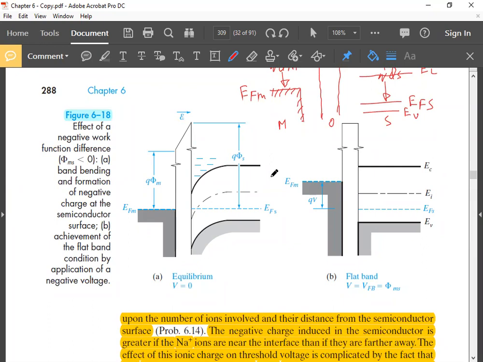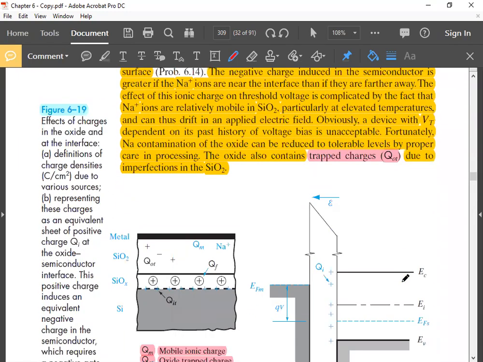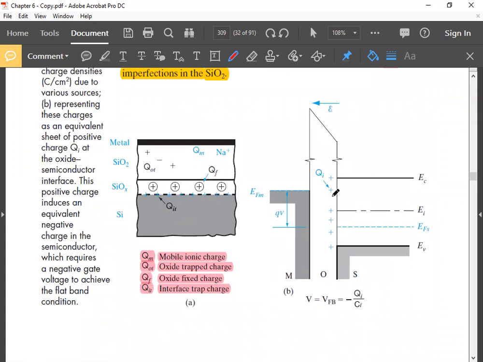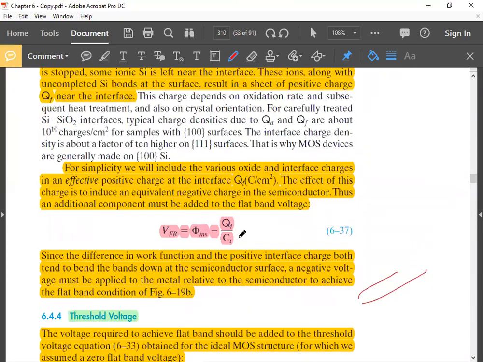We will not think about that. We will think that in order to compensate work function difference, we have to add this voltage. In order to compensate the effect of interface charge, we have to add this voltage. So the total voltage is this. Now they may cancel each other, they may add, they may subtract. We don't need to think.